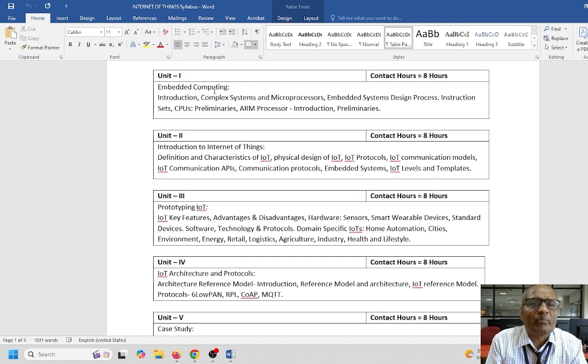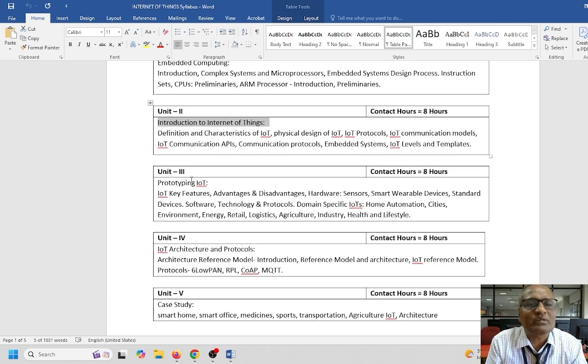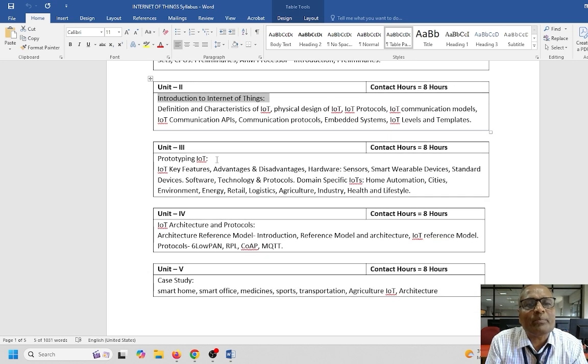You can see embedded computing first, because it provides the fundamental and basic structure of an IoT. The next one is introduction to the Internet of Things, which has protocols, communication models, etc. The next one is prototyping IoT. IoT design is being done using some sensors, hardware, and some software. In the same unit we are going to have some examples like home automation, smart cities, smart environment, energy, retail, logistics, and all that.